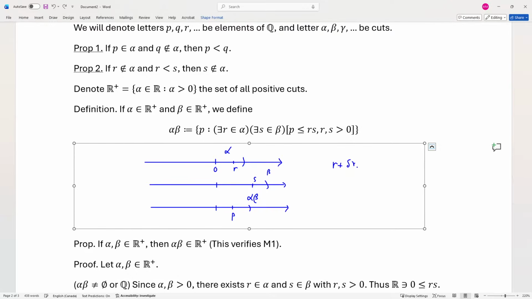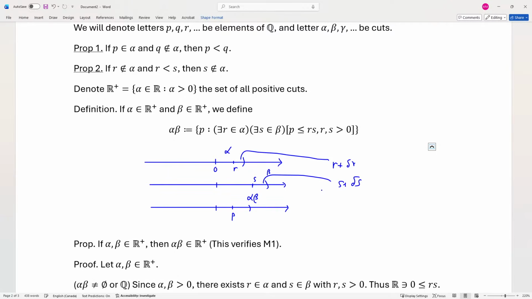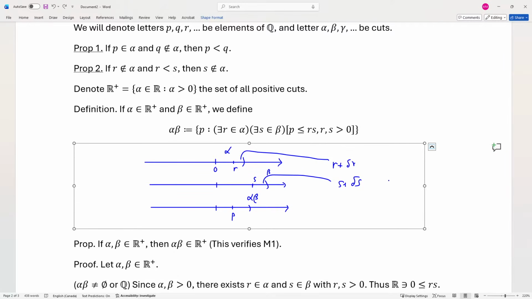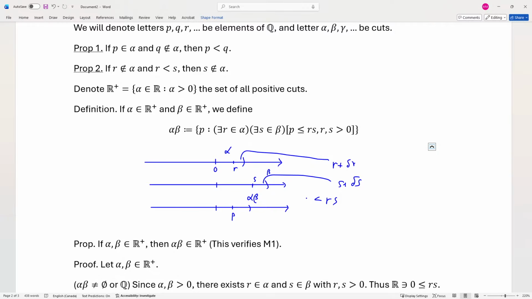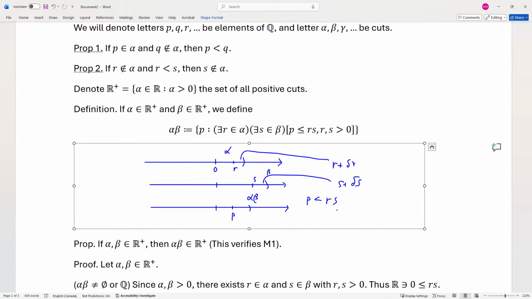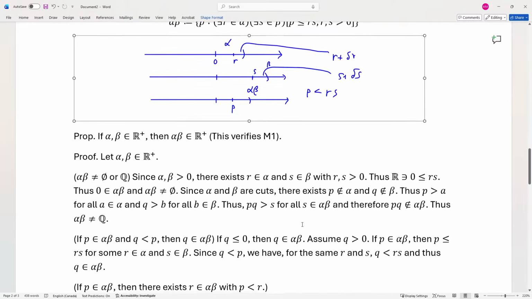So we have R plus delta R, which is still in alpha. And then you have S plus delta S, which is still in beta. And their product obviously is greater than R times S. So R times S is greater than P, right? R times S is greater than P. So we need to construct something.